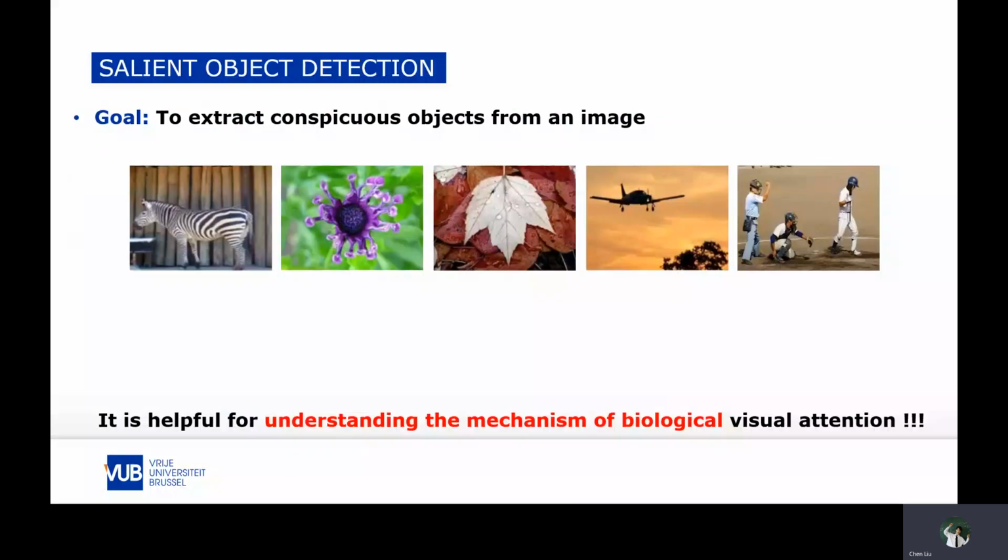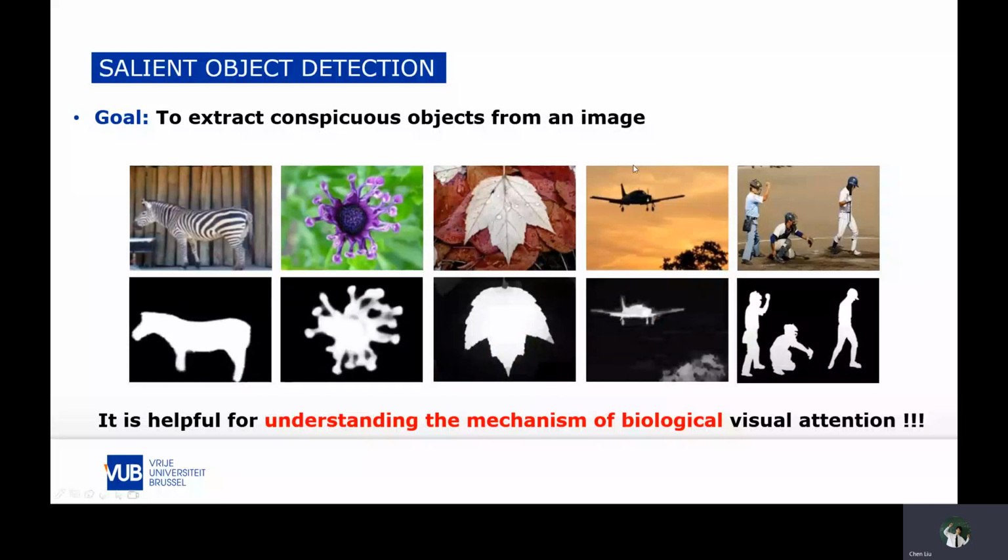So what is saliency? Saliency is the most interesting part in each image or video frame that most attracts human attention. Salient object detection is mainly to extract conspicuous objects from an image. You can see from the following image, like horses, flowers, leaves, and so on. And you can also see the salient object detection image. This is very helpful to understand the mechanism of biological visual attention.